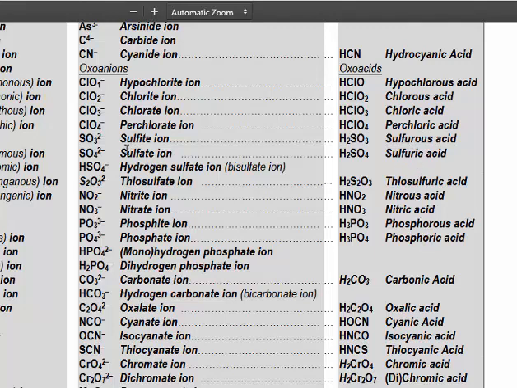So sulfite doesn't form sulfus acid, it forms sulfurous acid. And sulfate doesn't form sulfic acid, it forms sulfuric acid. And the same thing with phosphite, doesn't form phosphus acid, it forms phosphorus acid. And phosphate doesn't form phosphic, it forms phosphoric. So phosphate, phosphite, sulfite, sulfate have that extra syllable in there.